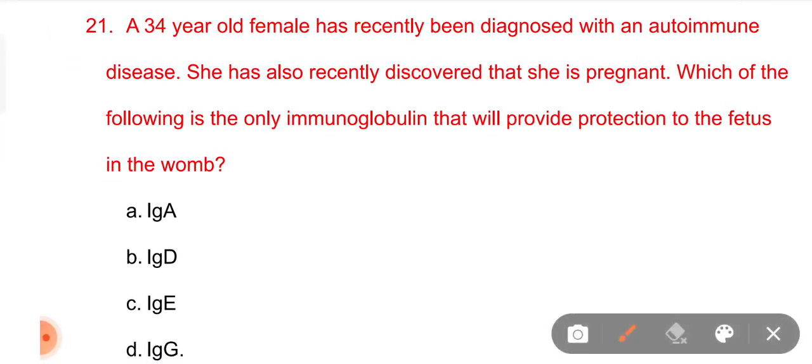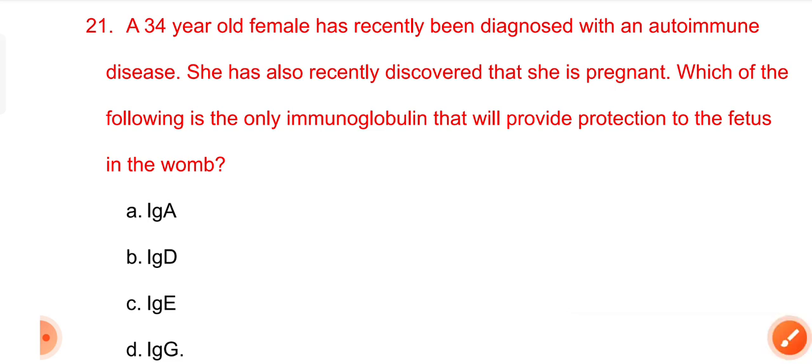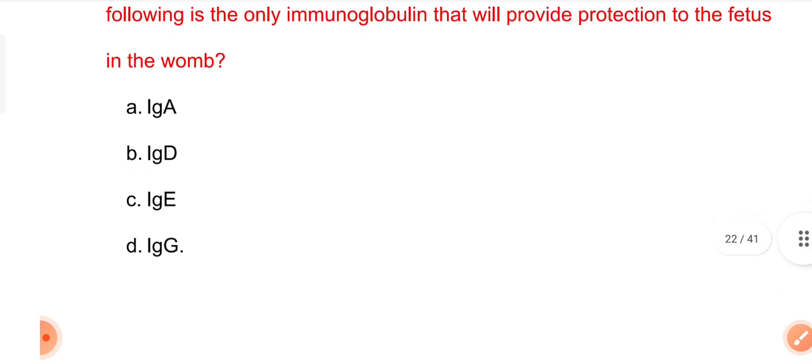So IgG is the only immunoglobulin which crosses the placenta and it will protect the fetus from infections.